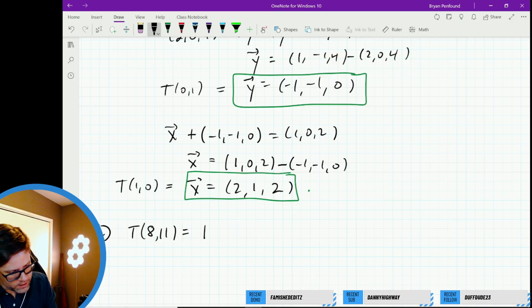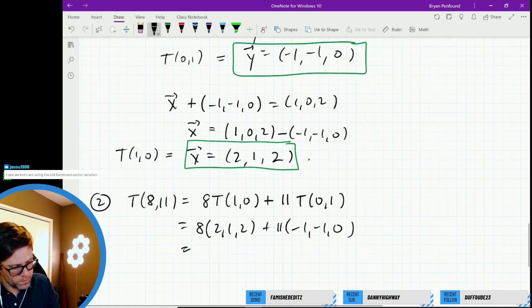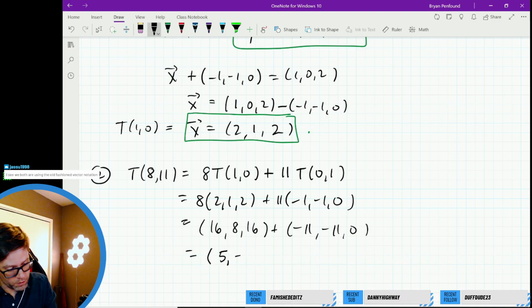That's just going to be T, well, that should be 8 T's at the first plus 11 T's at the second. So 8 copies of this and 11 copies of this. So what do we get here? 16, 8, 16, and then negative 11, 0. So 16 take 11 is 5, 8 take 11 would be negative 3, and then we have 16. So that should be that.